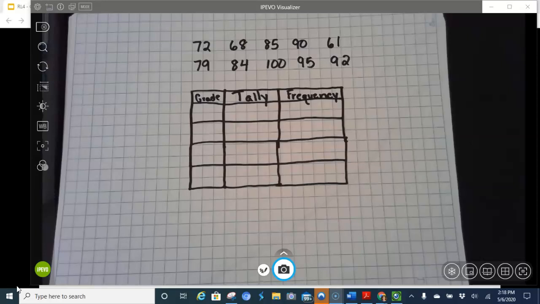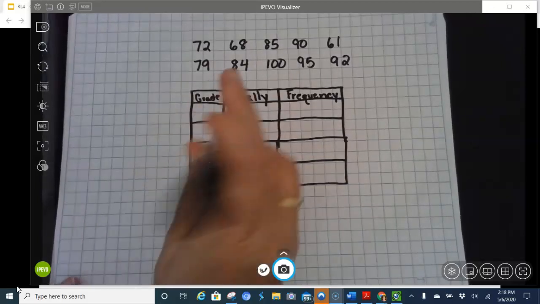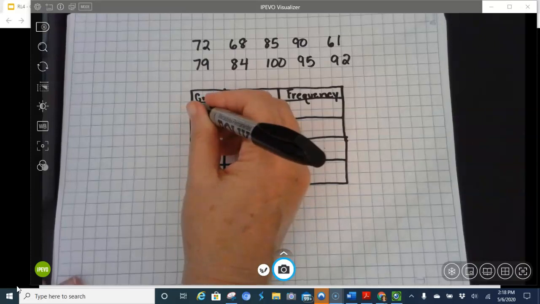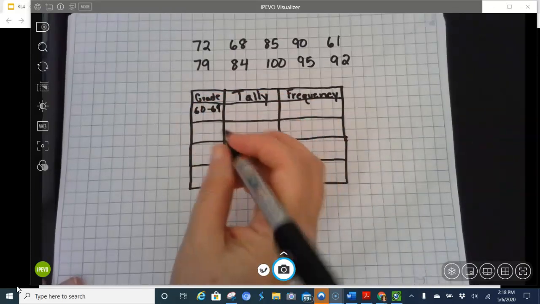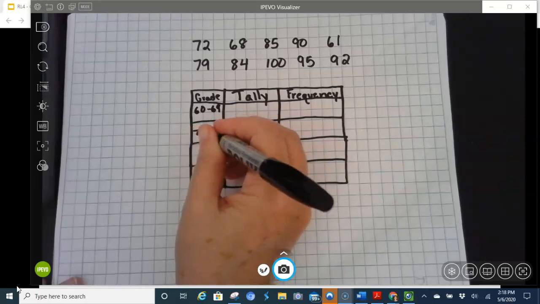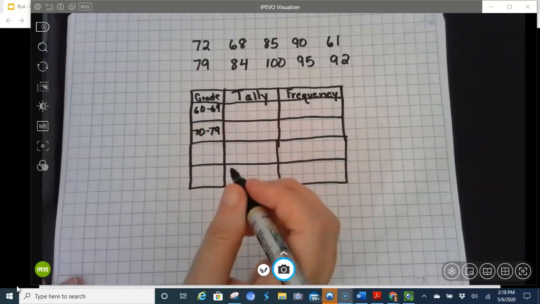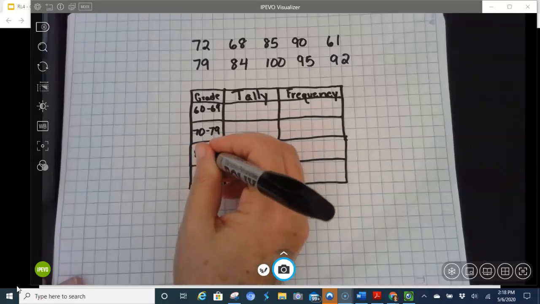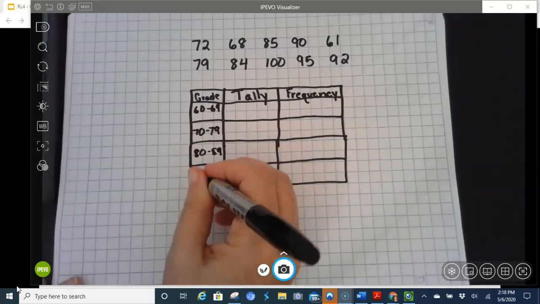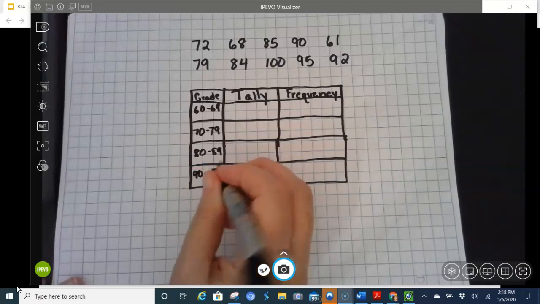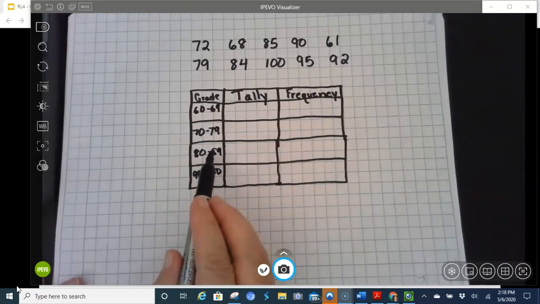But when you think about grades, our lowest grades here are in the 60s, right? And 60s in most schools would be a D. So we could say from 60 to 69, from 70 to 79, from 80 to 89, and then from 90 to 100. So this would be like our D's, C's, B's, and A's.